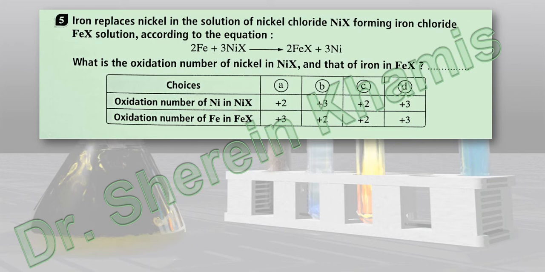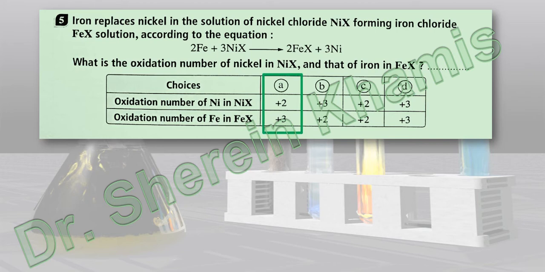Here we have A, B, C and D choices. The oxidation number of Ni in NiX will be one of them: plus 2, plus 2, plus 3, plus 2, plus 3. We have four choices, and the other one, the oxidation number of iron in FeX, will be plus 3, plus 2, plus 2, plus 3. Here we have a right answer for this question.